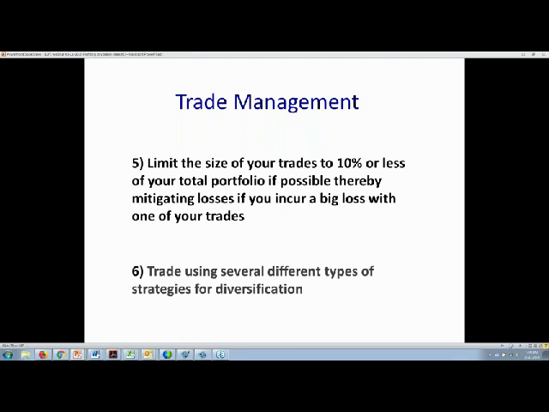So if you have a portfolio and you have 30% of your portfolio in one trade and it has a large loss, that's going to create a big loss for your portfolio. So we try to limit the size of the trades to 10% or less of the total portfolio.